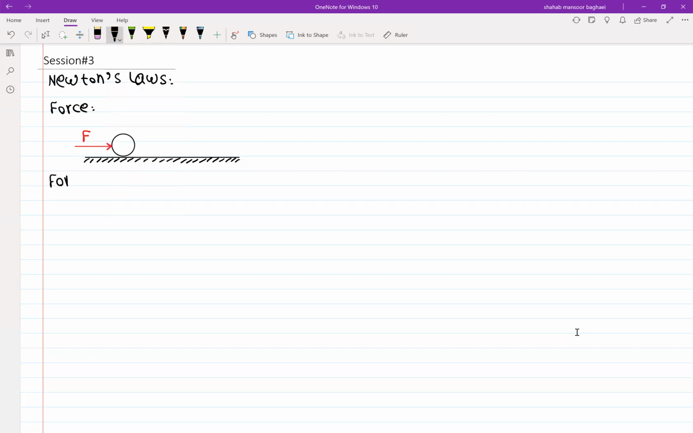Therefore, force is a kind of quantity which causes either motion or deformation.